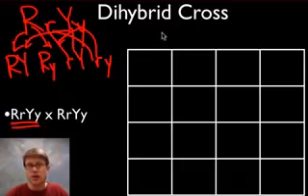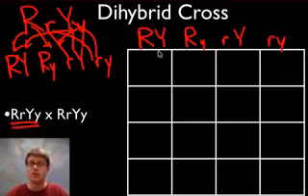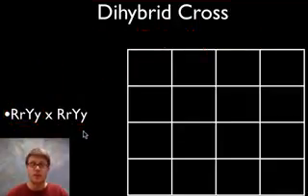And so those 4 are going to go across the top. So we've got big R big Y, big R little y, little r big Y, little r little y. So those are the 4 gametes that you could produce. In other words, with this parent, you can only get 4 combinations of each of the 2 letters. Same thing down this side, because this other parent is going to be exactly the same. Okay, so it would take me a long time to write all of those out.